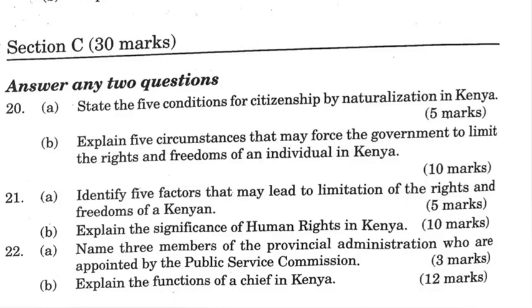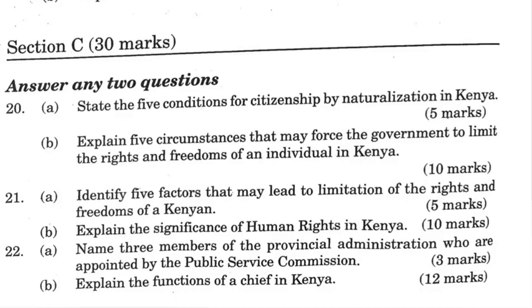2. The chief explains government's policies to the people in his or her location during public barazas. 3. The chief issues permits for both public and private functions within the location. 4. The chief settles minor disputes between the people in his or her location. 5. He or she mobilizes people to participate in public works for the common good of the people.